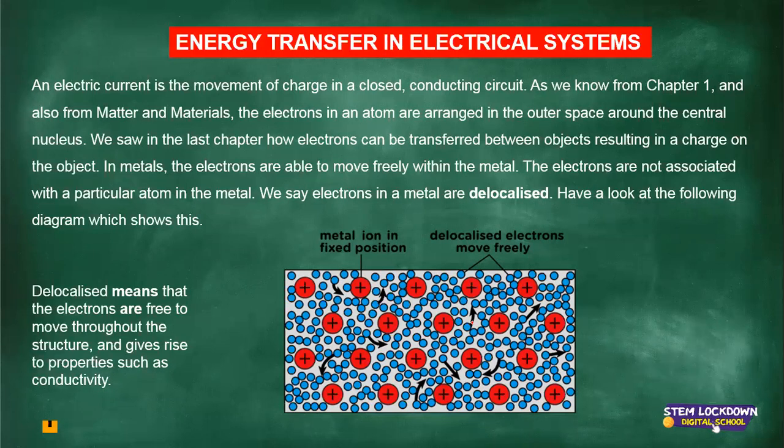Now in metals, the electrons are able to move freely within the metal. So now in this metal, you can see that these arrows are basically showing you that the electrons are moving around freely. And electrons are not associated with a particular atom in the metal. Now these electrons that are moving freely here are not associated with any particular atom in this metal. So then we say that the electrons in this metal are delocalized. Okay, so we say that the electrons become delocalized because they are moving around freely.